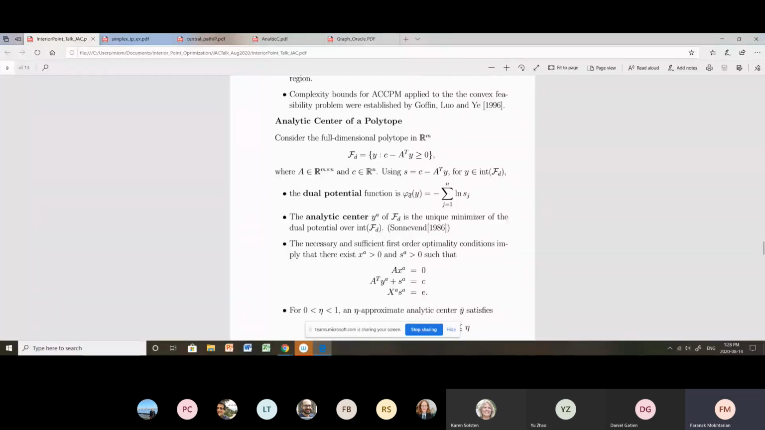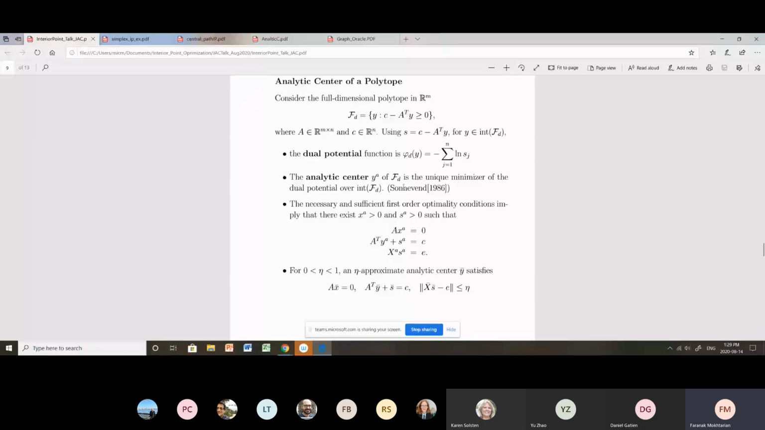Mathematically, it's like minimizing this function, minus the sum of j equal to 1 to n of ln sj. This is known as the dual potential. It has some similarity with the barrier, but here we only want to find one point in the interior of the feasible region that has maximum distance from all the faces defining the polytope. So this is the same as maximizing the product of all these sj's. And this concept was studied and introduced first by Sonnevend in 1986.